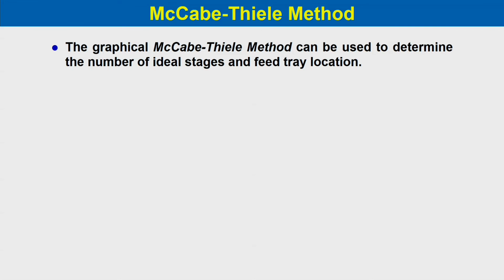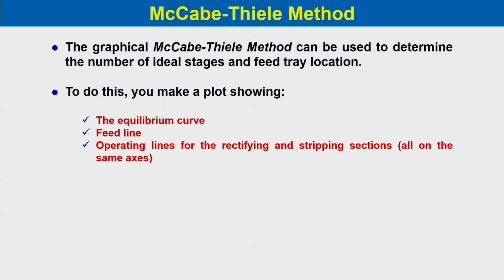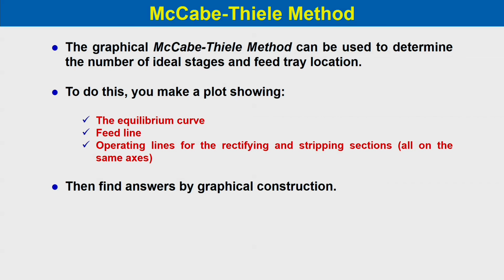The graphical McCabe-Thiele method can be used to determine the number of ideal stages and feed tray locations. To do this, you make a plot showing the equilibrium curve, then the feed line, then the operating lines for the rectifying and stripping sections, all on the same axes. Then find the answers by graphical construction.